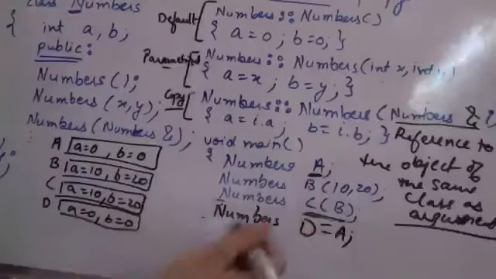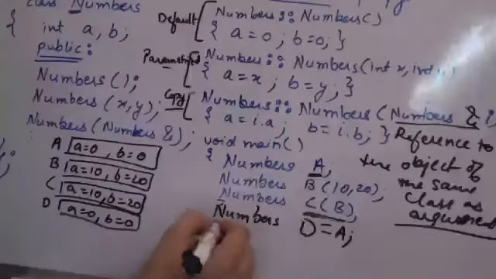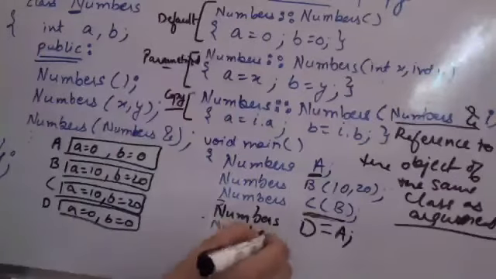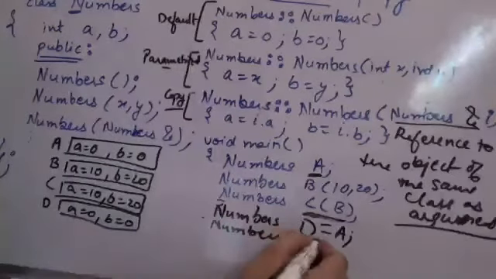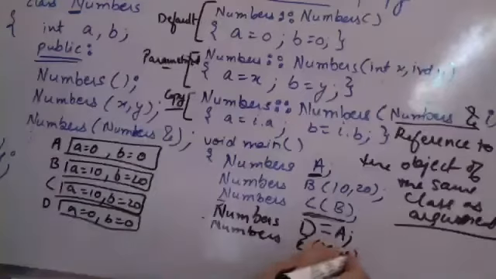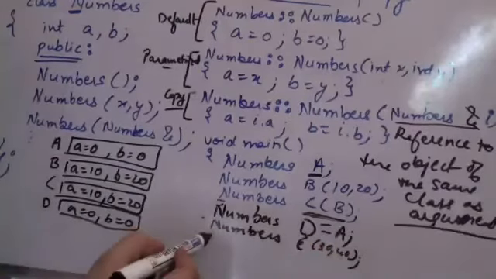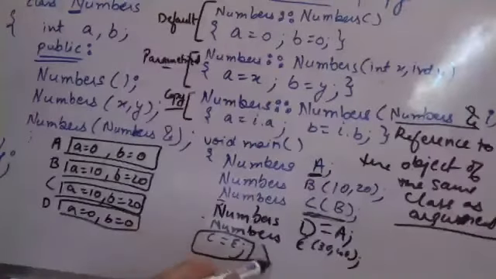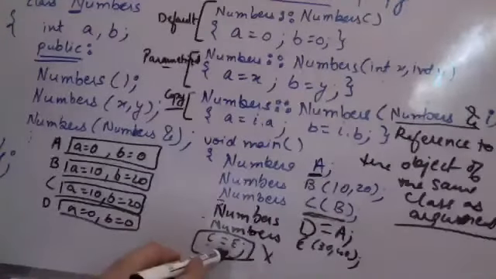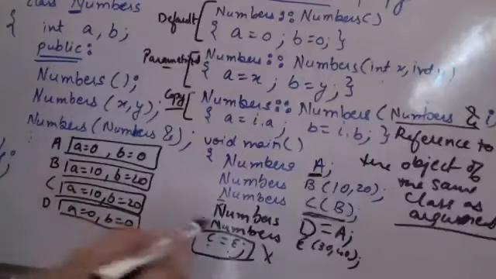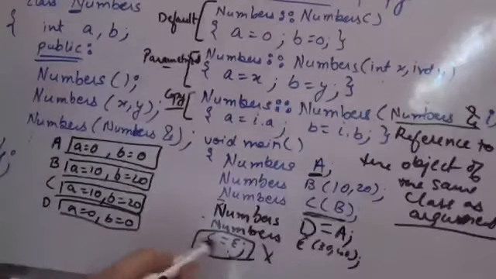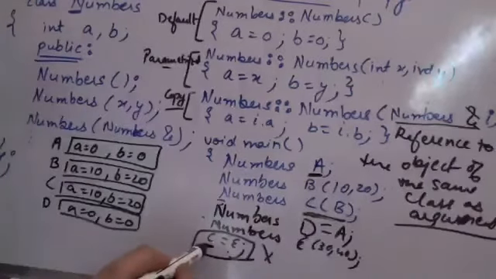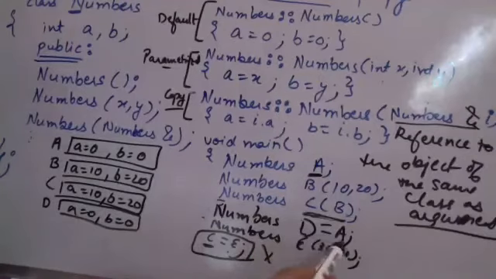Now, supposedly, I say numbers E and I'm calling it for, say, 30, 40. And later on, I'm saying that C is equal to E. Here, the copy constructor is not called. Please understand. C is equal to E will not call the copy constructor, because you have not created C here. You are not declaring it as an object. The object is not created in this line. But when I am saying numbers D is equal to A, at this time the copy constructor is called.